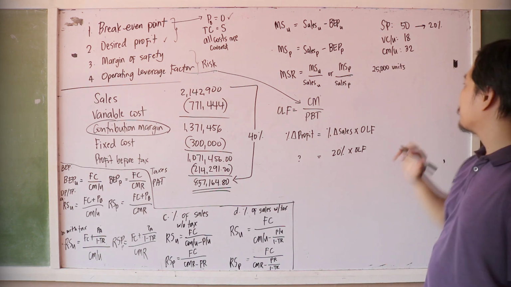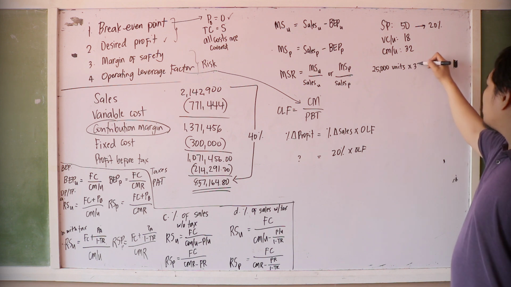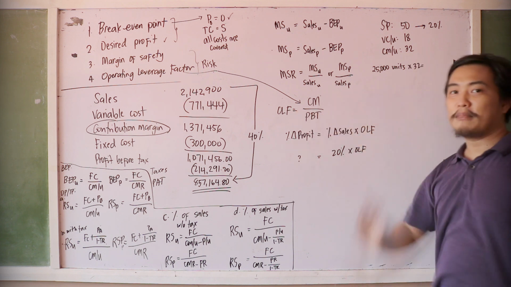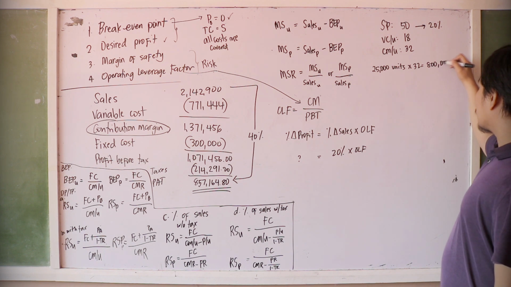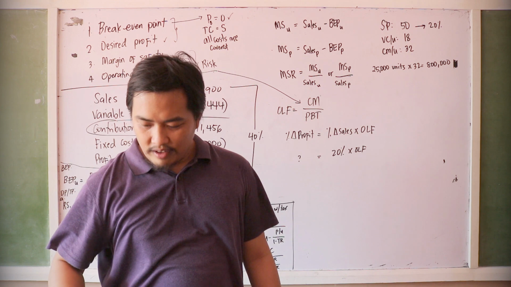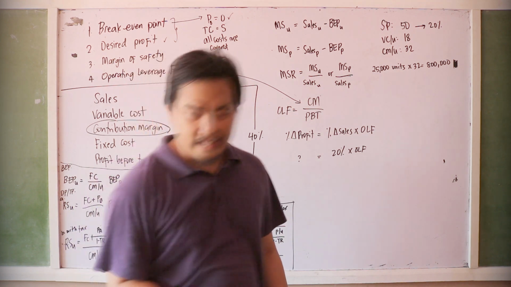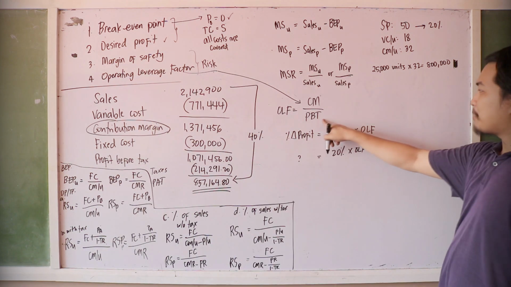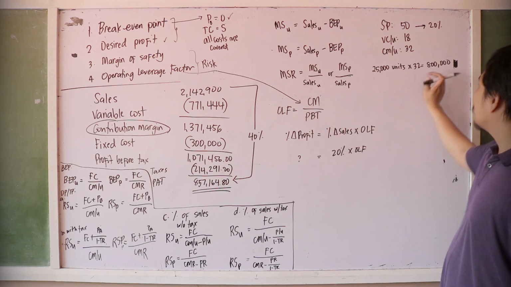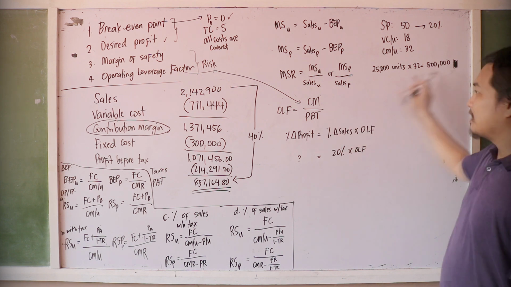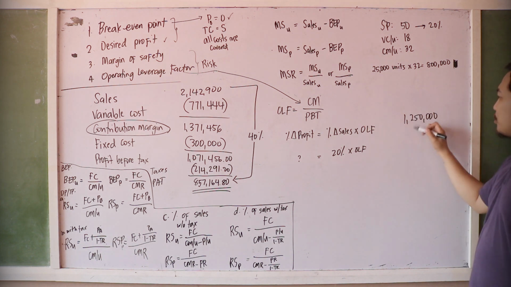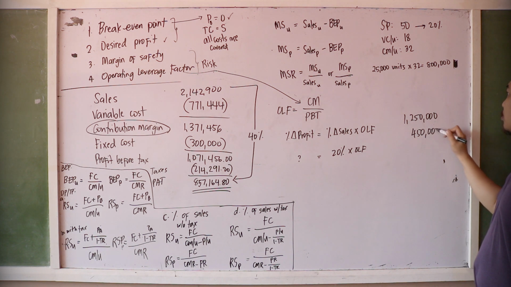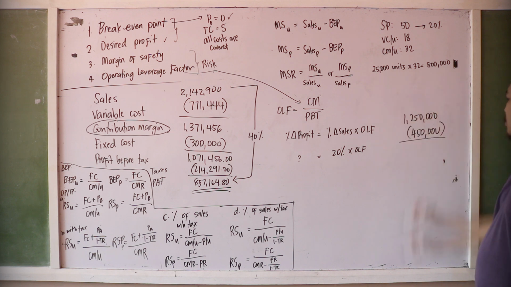25,000 units multiplied by 32 para makuha yung contribution margin na total, that would be 800,000. Check natin. 25,000 times 32. Yes, 800,000 nga. All over your profit before tax. So kung 800,000 yan, di ba ang sales natin is 1,250,000. Ang ating variable cost is 450,000. That's 25,000 times 18. So ang lalabas dyan, 800,000.